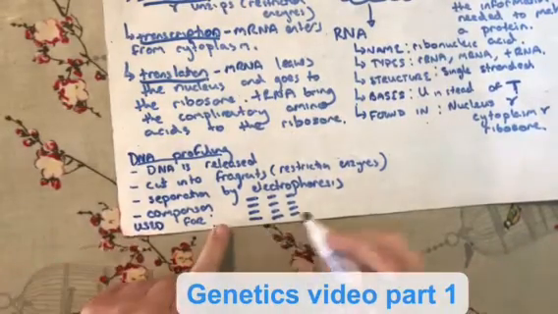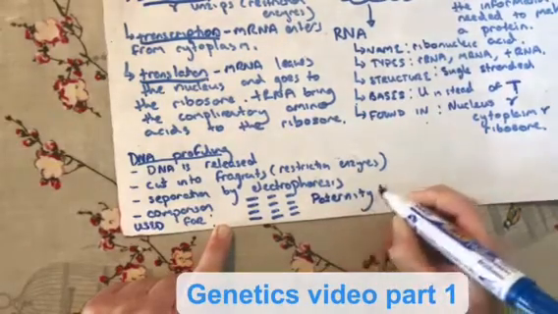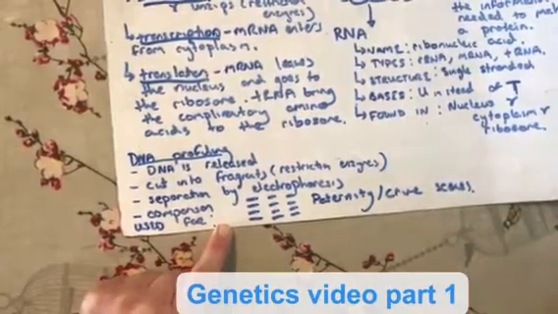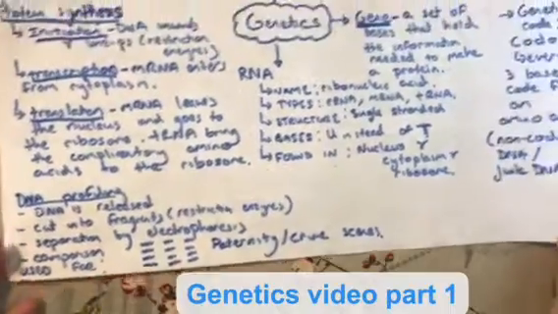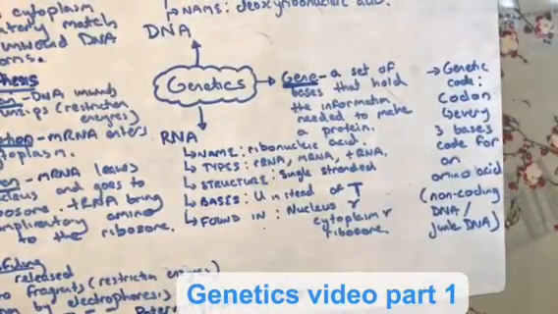So what it's used for, girls, it's used for paternity, crime scenes as well. Also used in the food industry to determine the source of meat as well, okay? So girls, that is the first section of genetics, okay? I hope that's useful to you.